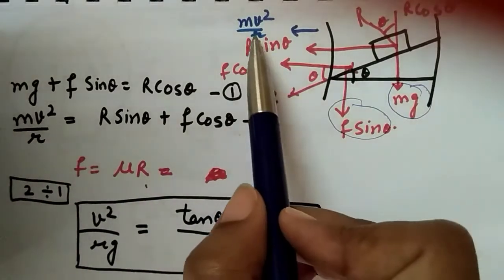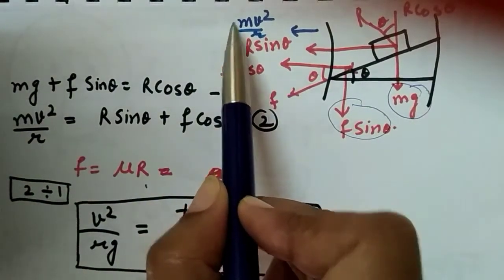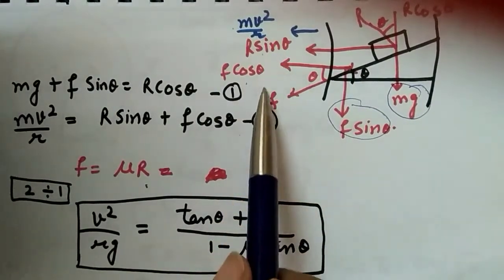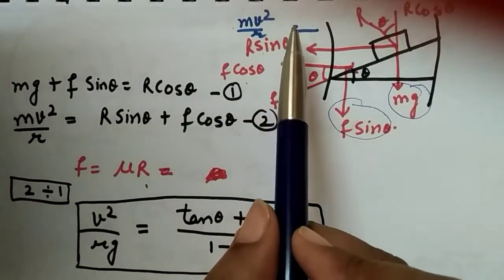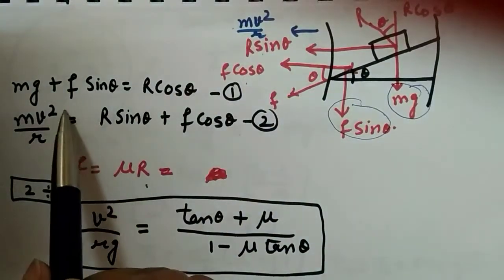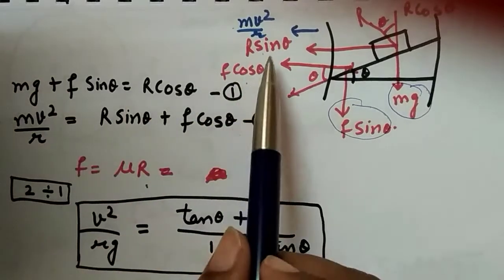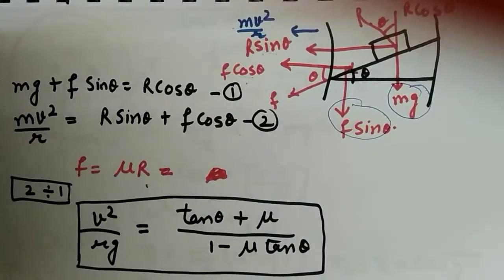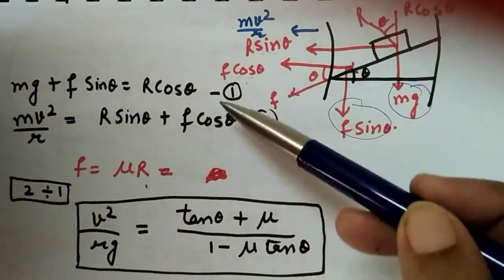Second, I will notice that mv square upon r, R sin theta and f cos theta are all in the same direction. Since I have to stop the car from falling, I will first assume mv square upon r should be balanced by R sin theta plus f cos theta. So you write these 2 equations.